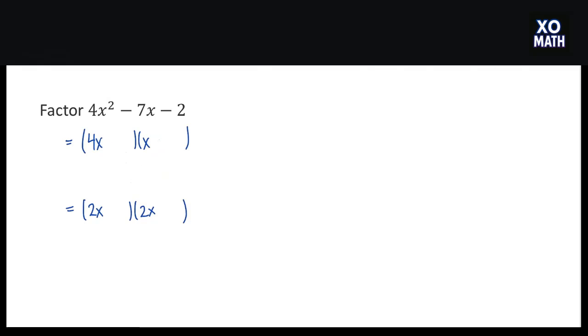Let's switch those. Let's put plus 1 here and minus 2 here. And now outer is negative 8x and inner is plus 1x. So negative 8 plus 1 is negative 7. So this is my correct factorization.